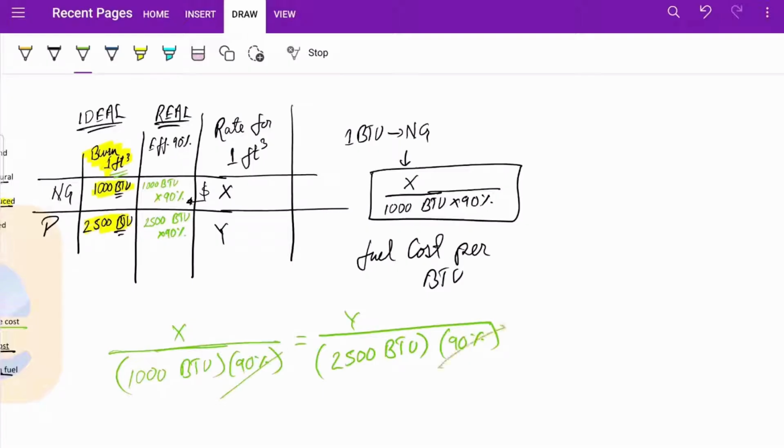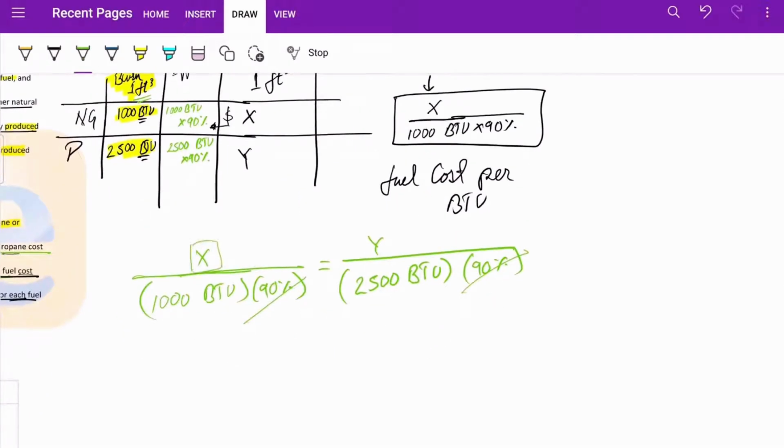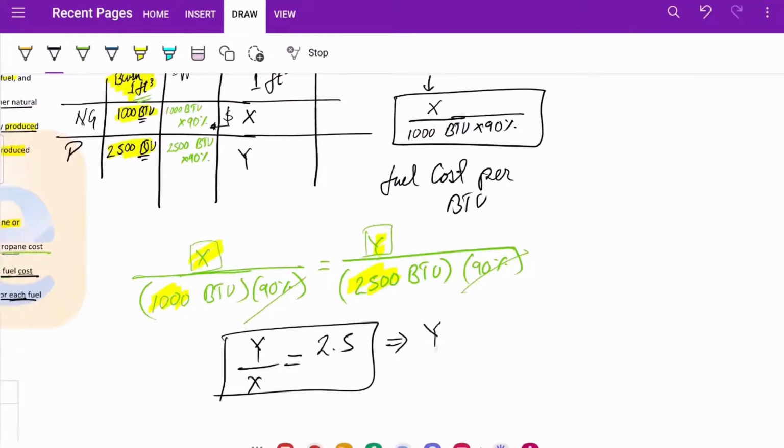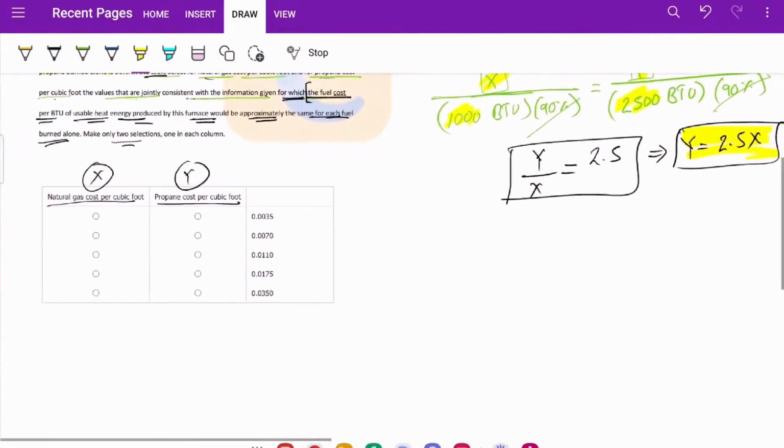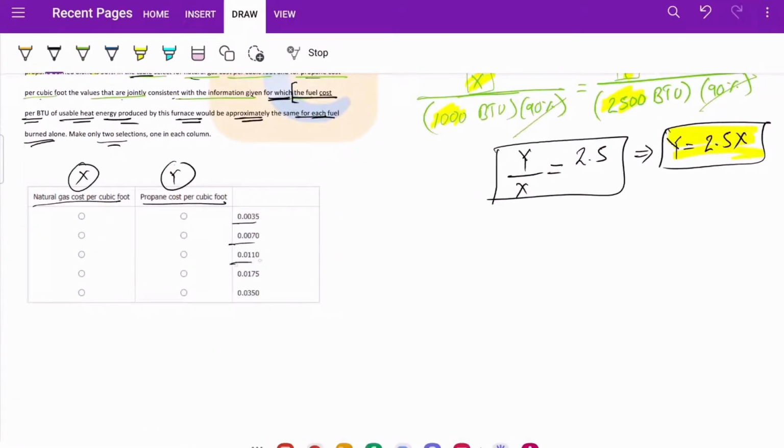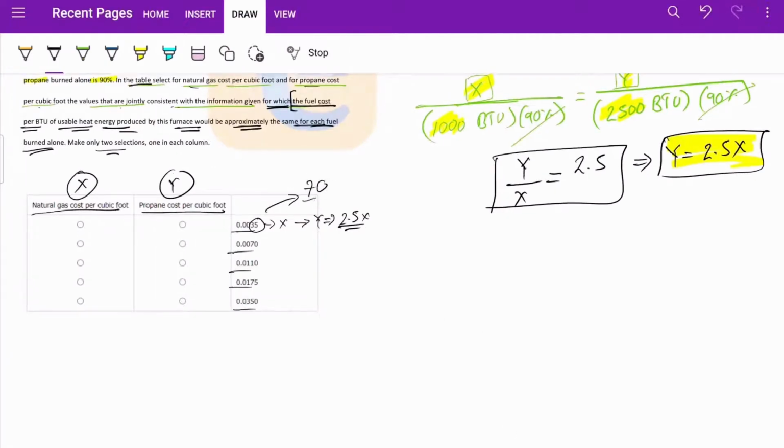As you can see, we could easily eliminate 90% here. And if you simplify it a bit, what it comes out to be is Y by X is equal to 2.5, which also implies that Y is 2.5 times X. Now why is this important? Because we would be using this equation to solve our question. What we would do is think of each of the values as X. Say if this is X, what would be Y? 2.5 times this. So 35 twice is 70, and some value greater than 70 but less than 70 plus 35, that is 105. So a value between 70 and 105.